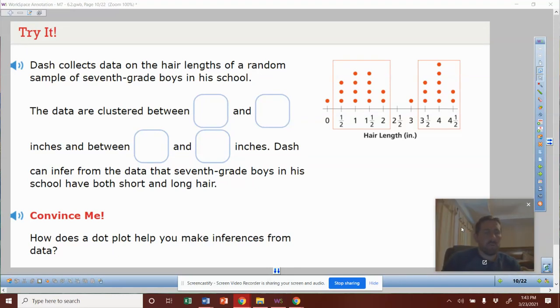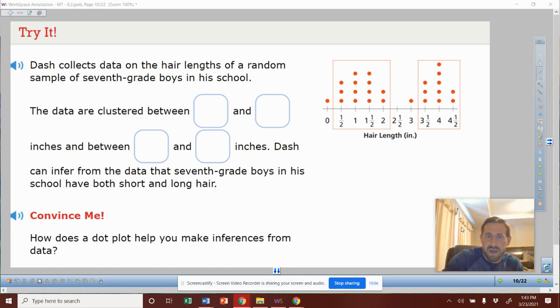All right, here's the triad for number one. Dash collects data on the hair lengths of a random sample of sixth or seventh grade boys in his school. The data are clustered between blank and blank inches and between blank and blank inches. So you can see these clusters, these boxes.